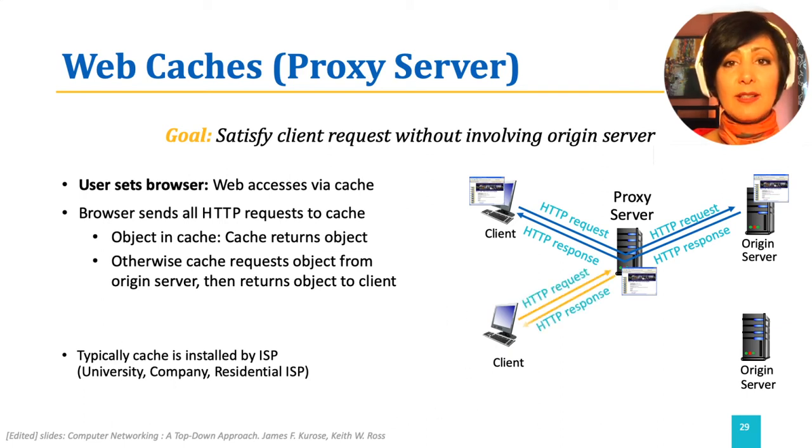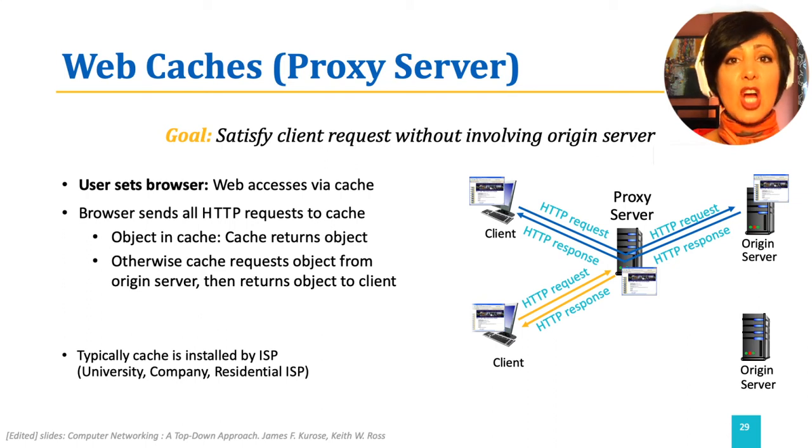This option, when the cache is installed by the ISP and the option is chosen by the user at the browser, allows the HTTP request to receive the object from the cache instead of requesting it all the way from the origin servers. This means if the object is available at the cache, the proxy server responds to the request locally, and the request will not be sent to the origin server.